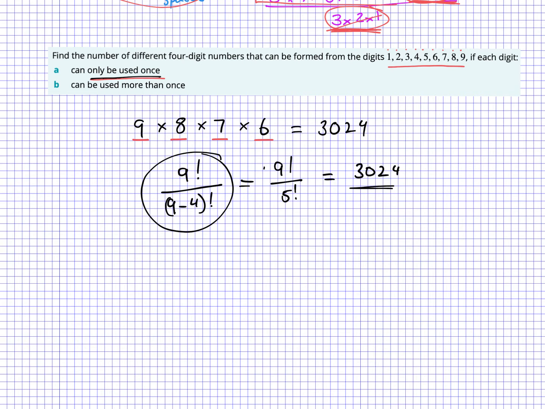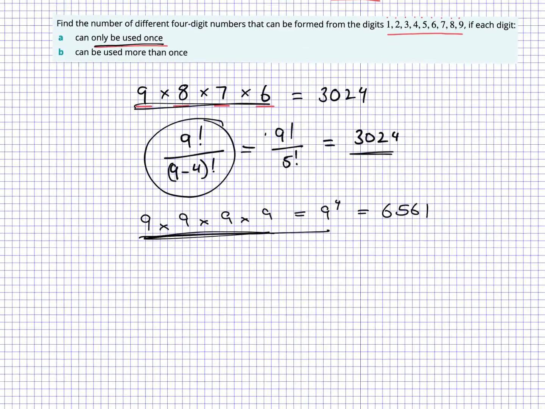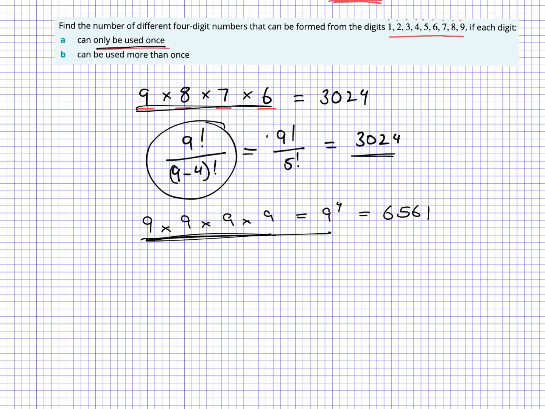If they can be used more than once, I have 9 numbers in the first slot, 9 numbers in the second slot, 9 numbers and 9 numbers, which is really simply just 9 to the power of 4, which is 6,561. All right, so this is basically with replacement, and this is without replacement. Once we've used a number, it's not able to be used again. Okay, so the formula is a nice way of jumping straight to the answer in case we didn't want to go through the process. And for small numbers, it's not so bad, but for other numbers, it can be quite painful.